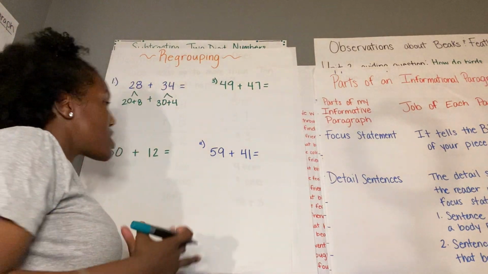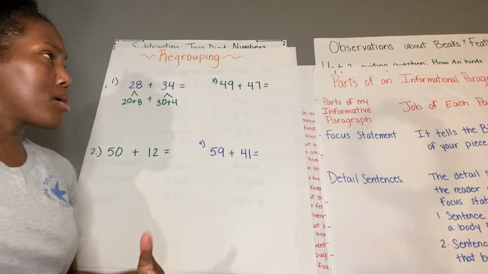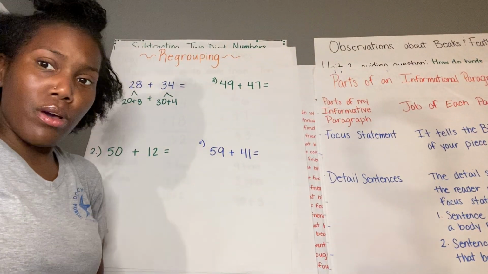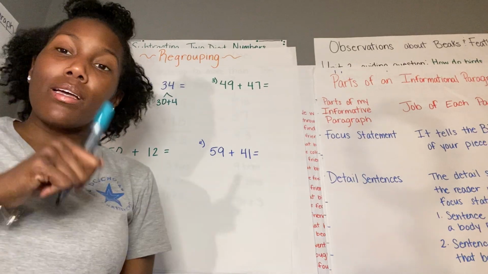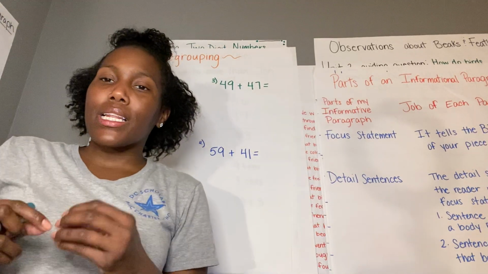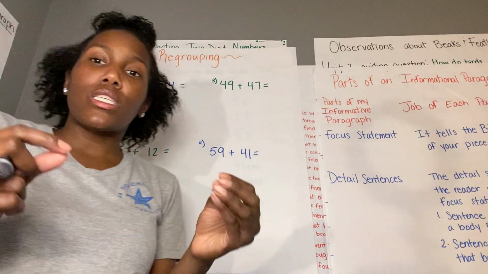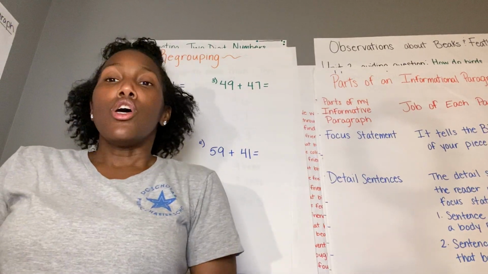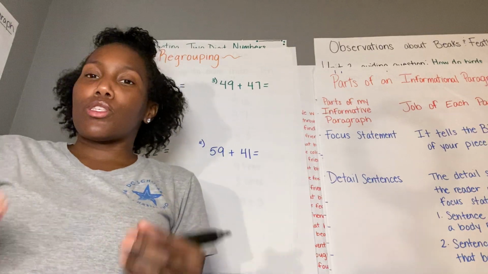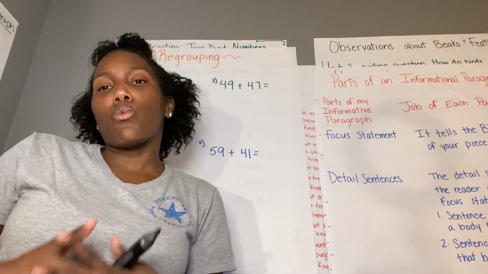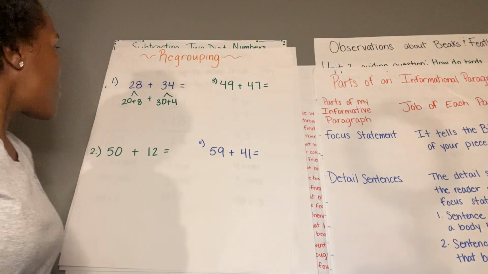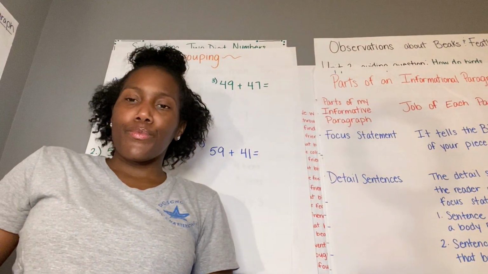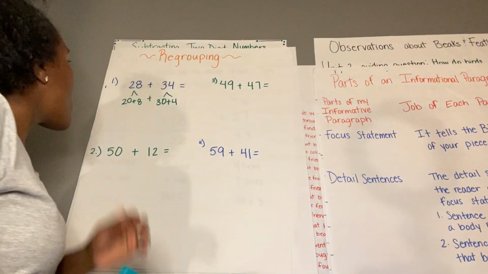Now, this looks like a super long problem. 20 plus 8 plus 30 plus 4. Whew, that's a lot. But now I can quickly add my tens all together and quickly add my ones all together. So for any problem, we would start with the ones, adding those ones together. If I add 8 plus 4, what do I get? Right, I get 12.